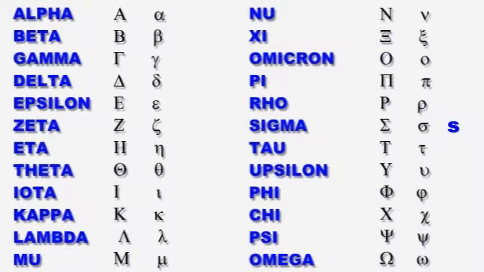Okay, so let's check out the spellings of these. Now, alpha is spelled out A-L-P-H-A. Beta is spelled out B, like in boy, E-T-A. Gamma is spelled out G-A-M-M-A. Delta is spelled out D-E-L-T-A. Epsilon is spelled out E-P-S-I-L-O-N. Zeta is spelled out Z, like in zoo, E-T-A. Eta is spelled out E-T-A. Theta is spelled out T-H-E-T-A. Iota is spelled out I-O-T-A.